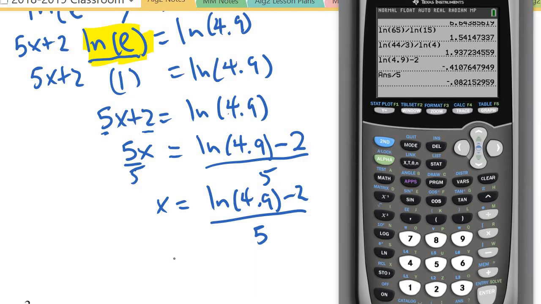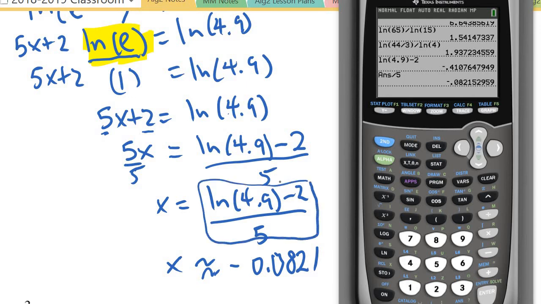So x is approximately equal to negative 0.821. Okay, so basically that's how you deal with whenever you have a lot of multiple operations attached to the natural logarithm on the right side.